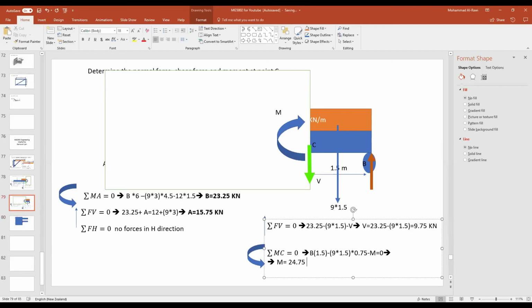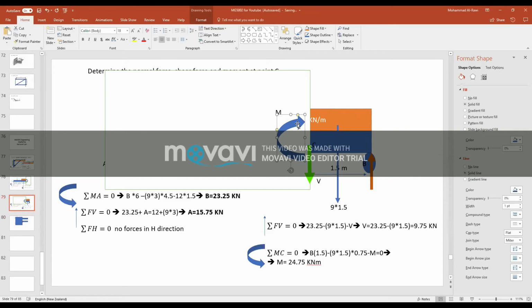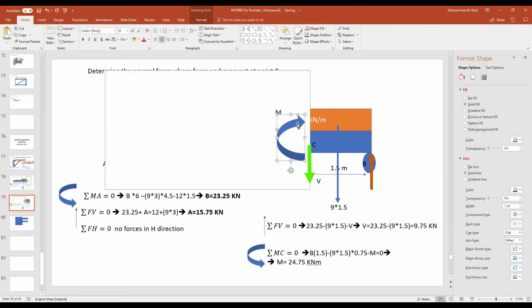24.75. Now, why am I getting it positive? If you look carefully, it's because I changed my direction. Remember, if you go back to the other video, I rotated this M. When you go back to the recording, you see I changed the direction of it. So technically, I changed everything about this question, and that's the thing I'm trying to show you here today.